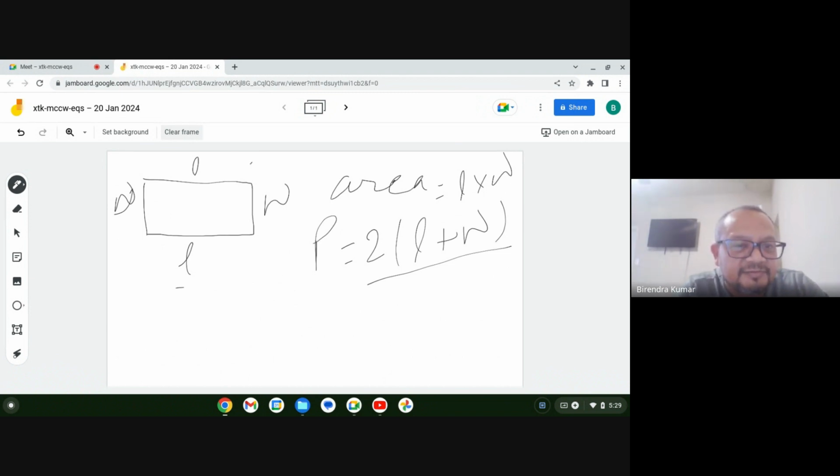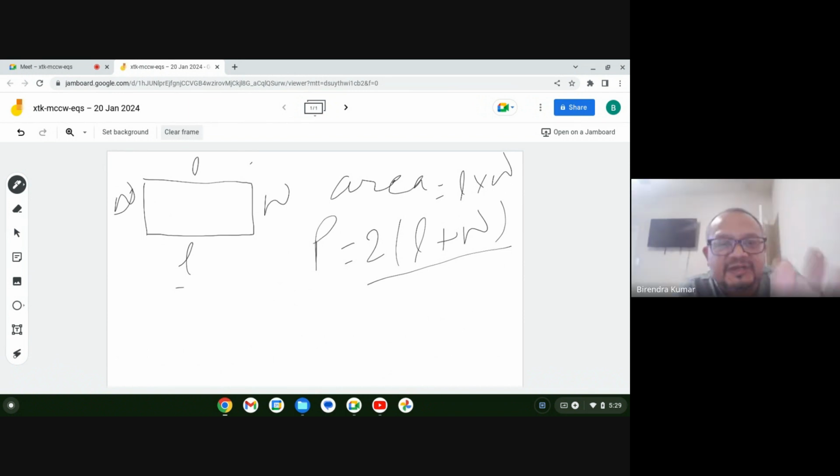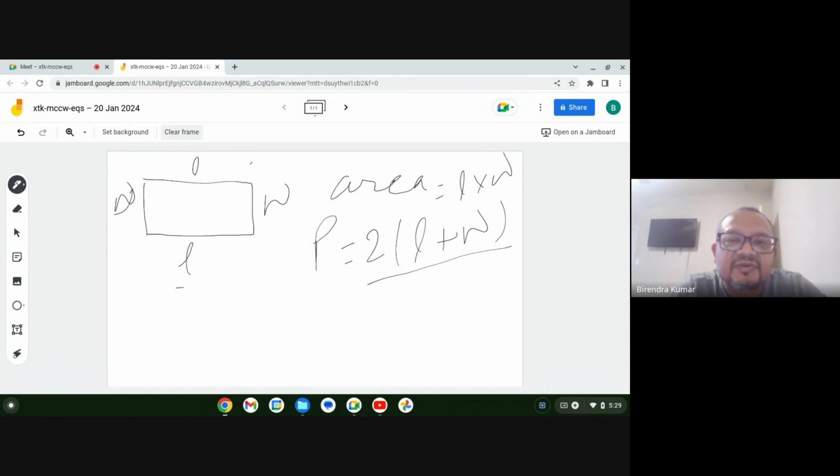So far we have not done anything complicated. We just understood the concept of area and the concept of perimeter, and we are reusing those concepts to derive this formula. After this class, what you will have to remember is that the area of a rectangle is length times width. And for perimeter, you can either count by yourself or you can remember this formula. It's up to you.